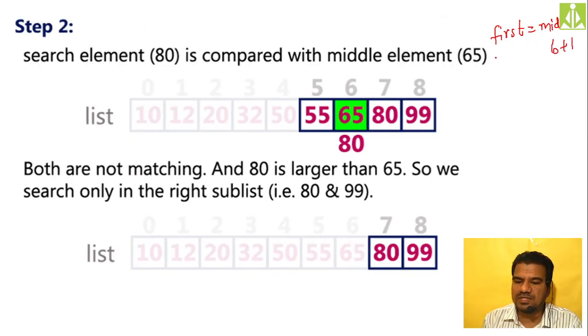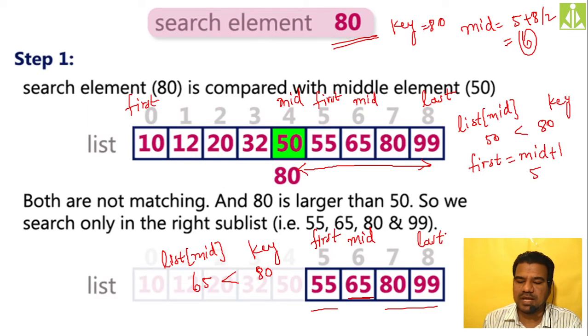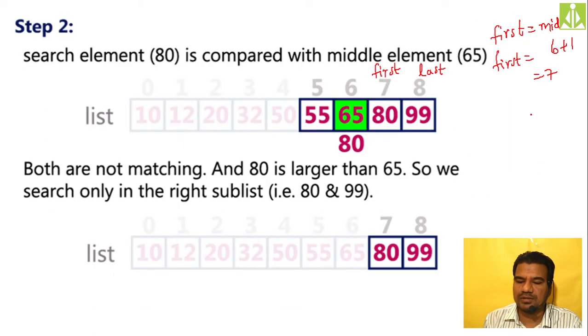So where will my first come? First will come on 7th. First will come on 7. So this 7 will become my first, and as usual my last is at 8. As you can see here, my last is at 8 only. My first is at 7, it got shifted, and mid is at 6. So calculate the new mid.